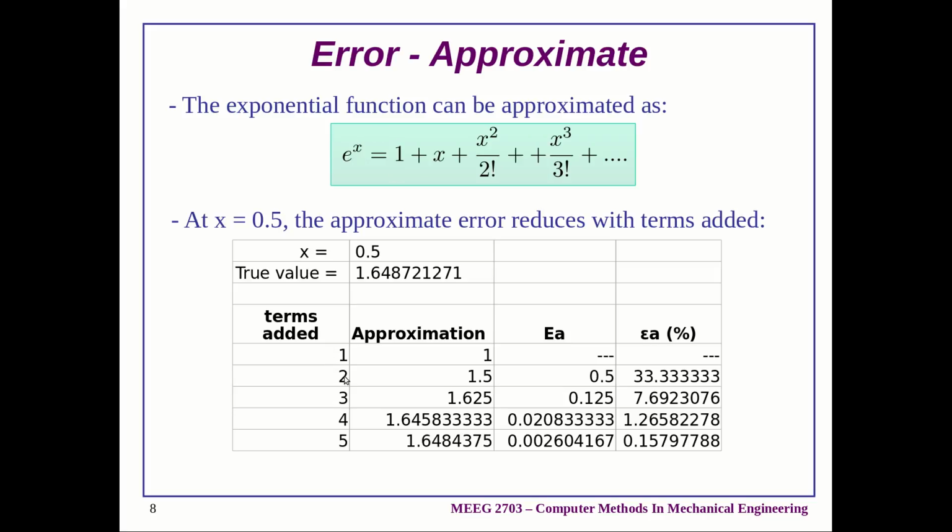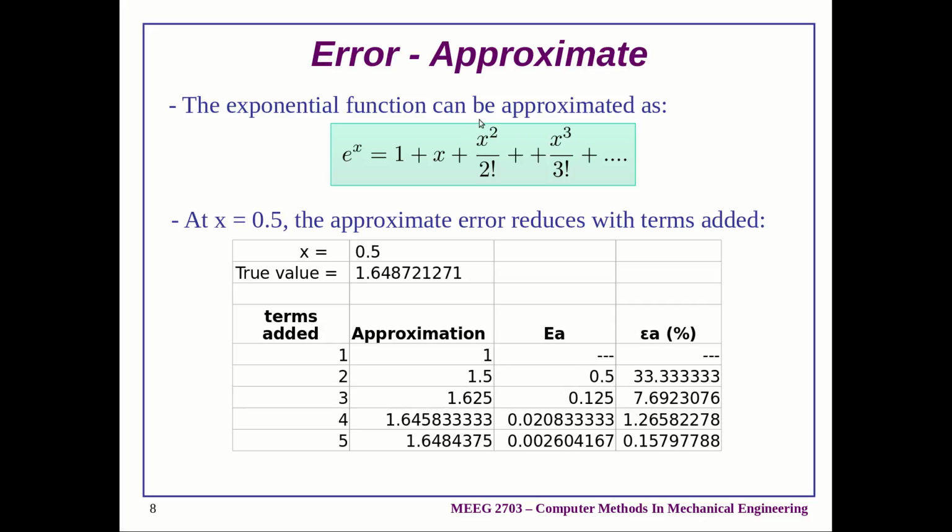So if we just use one term, so here I'm showing a table. I've got one term. The approximation is equal to 1 for e to the x for all values of x. And I can't compute an approximate error or a percent relative approximate error because I don't have any previous approximations. But as soon as I use two terms to calculate an approximation for e to the x, now I can say, okay, at x equals 0.5, I know that my approximation is equal to 1.5, and my approximate error is equal to the difference between these two, which is just 0.5.